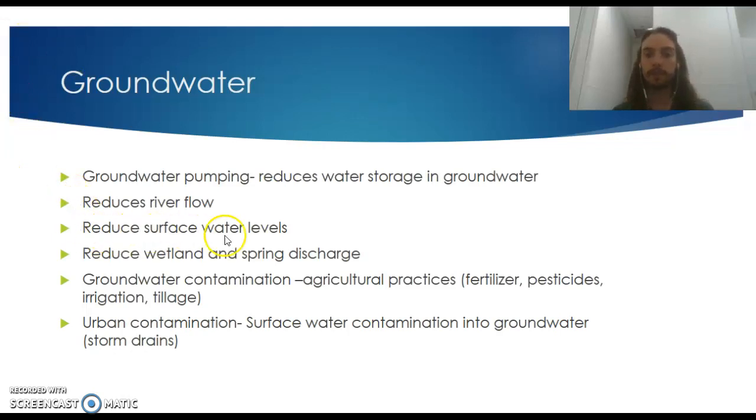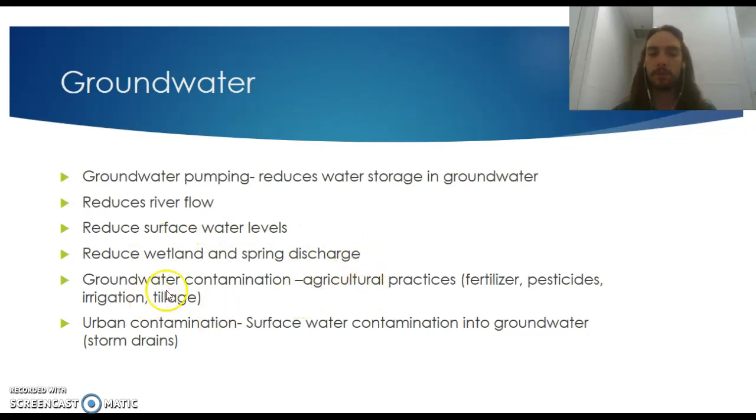That's going to reduce surface water levels because groundwater is recharging into certain systems. It's going to reduce wetland and spring discharge. So this is where we get our water, is springs and wells. So it's going to reduce the amount of water that is in a wetland or a spring. And wetlands are super important. I keep telling you this.